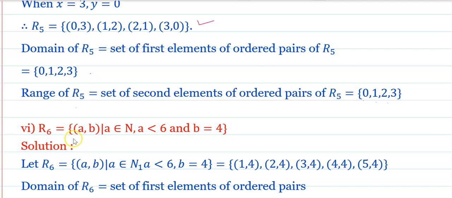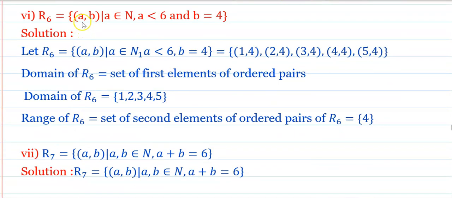Next, what is the relation R6? (A, B), where A belongs to the set of natural numbers, A is less than 6 and B is equal to 4. B is constant, B is 4. A is less than 6 means you will get 1, 2, 3, 4, 5. So the pairs are (1, 4), (2, 4), (3, 4), (4, 4), (5, 4).